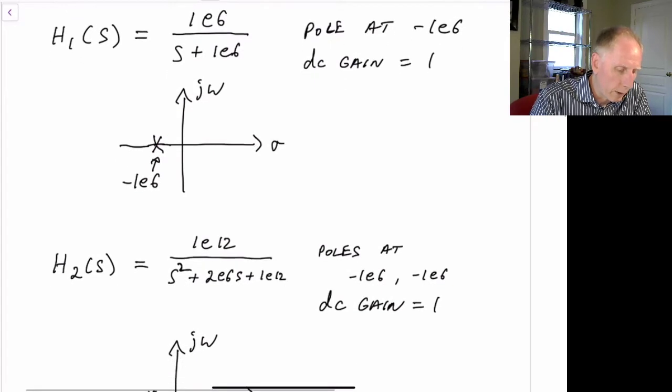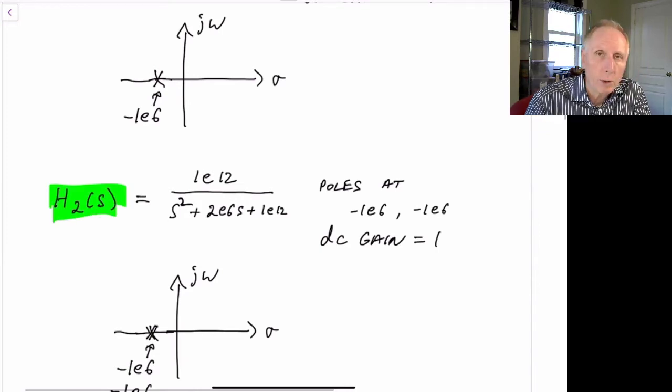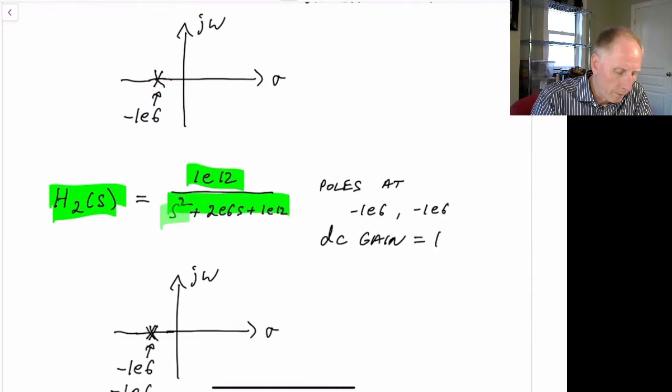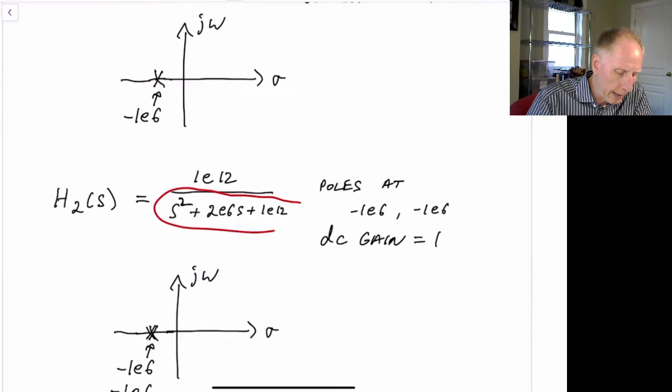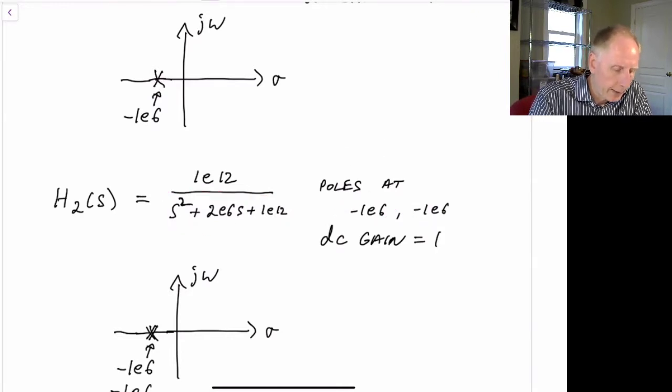The second transfer function we want to look at, we'll place two poles at minus 1e6. We'll call that H sub 2 of s. In this case, the numerator is 1e12, and we'll divide this by s squared plus 2e6 times s plus 1e12. If you put this into MATLAB and find its roots, you'll find that it has two roots, one at minus 1e6 and another root at minus 1e6. So it has two poles at minus 1e6. And the DC gain, again, when s is equal to 0, is 1e12 divided by 1e12, so the DC gain again is 1.